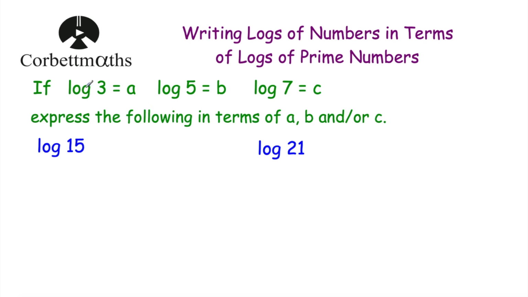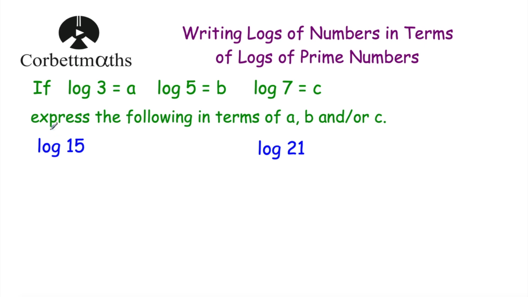So here we've got that log 3 is equal to a, and that's log to base 10 of 3. Obviously whenever it's base 10 we just write log 3. So we've got log to base 10 of 3 is equal to a, log to base 10 of 5 is equal to b, and log to base 10 of 7 is equal to c. And again, we're not writing the tens because if we just write the log of 3, that's log to base 10 of 3.